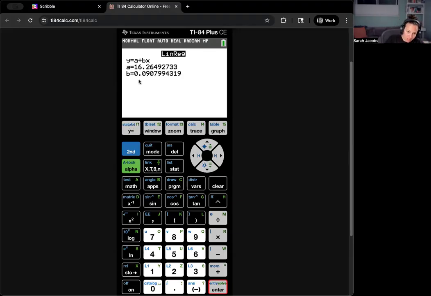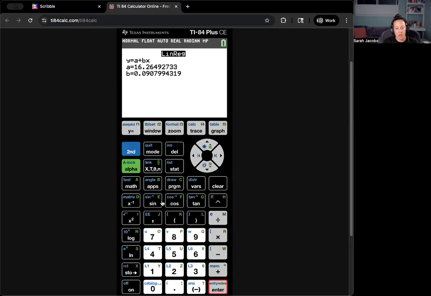So for our y equals a plus bx, and this doesn't have the y hat. The calculator just doesn't, but you always want to write it. We know that a is equal to 16.26 and b is equal to 0.09. But I don't see r or r squared.